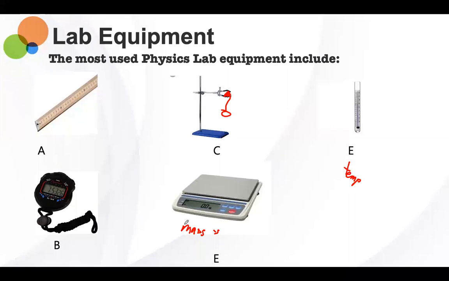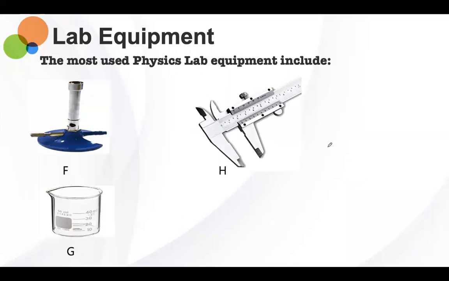Object E is used to measure mass, and object F, I believe, is used to measure temperature. Right? When you get the notes, you will get these matched up with the actual names of them. Okay. All right. Can we guess what object F is used for?